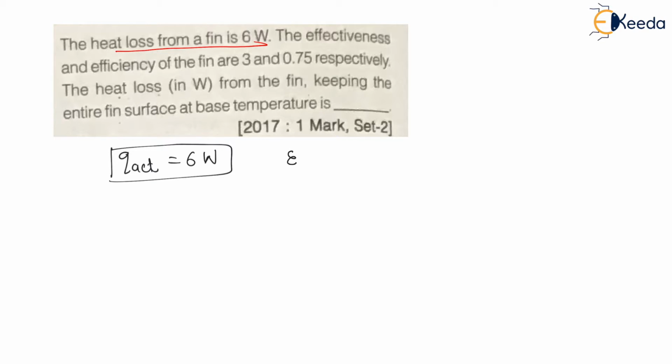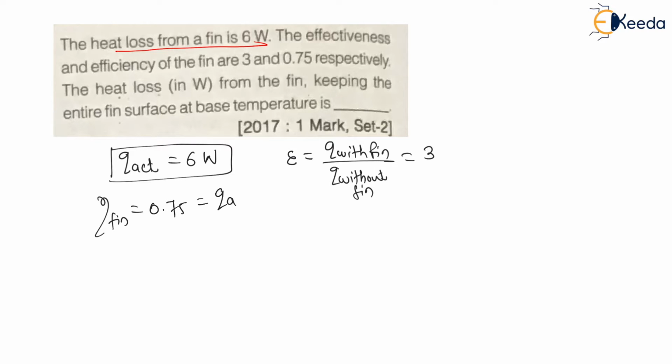Now, here effectiveness of fin is given. Effectiveness of fin is nothing but heat transfer with fin divided by heat transfer without fin. Heat transfer with fin divided by heat transfer without fin is called effectiveness of this fin, which is 3, and efficiency of fin is also given. Efficiency of fin is given 0.75, which is nothing but the actual heat transfer rate through the fin divided by maximum possible heat transfer through the fin.